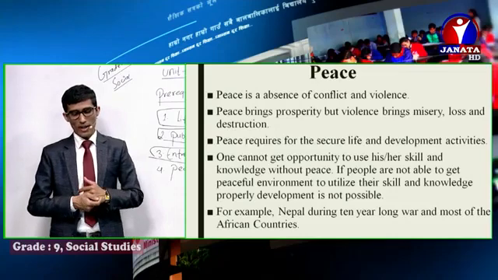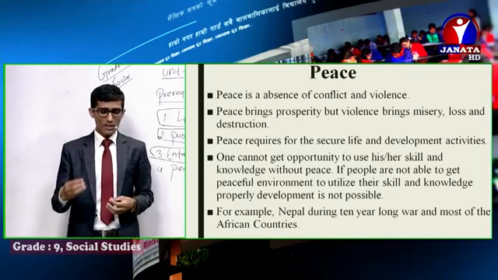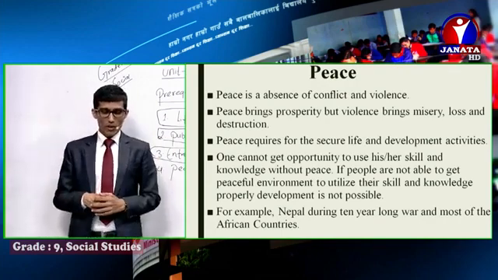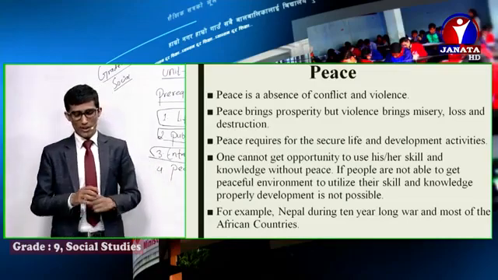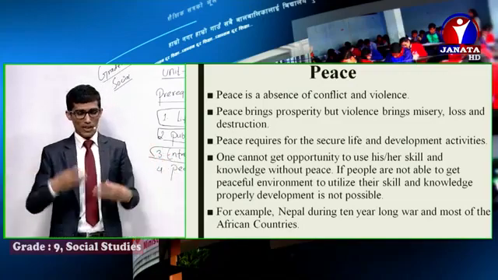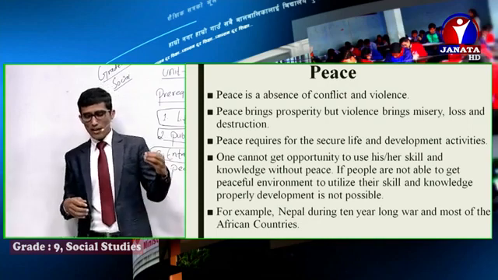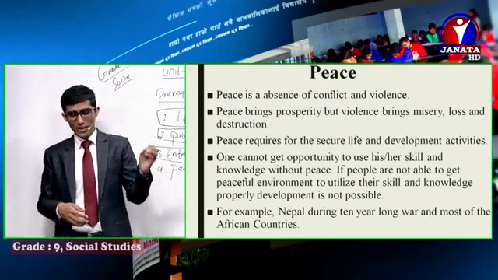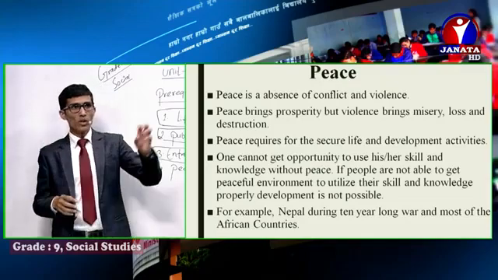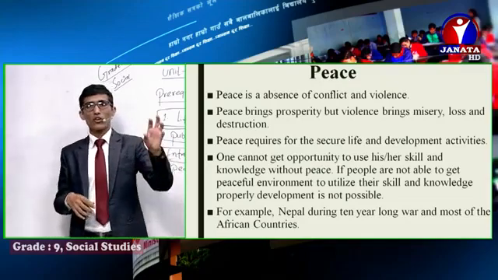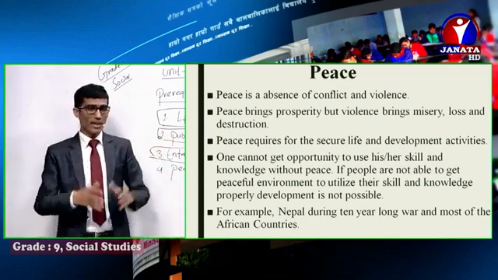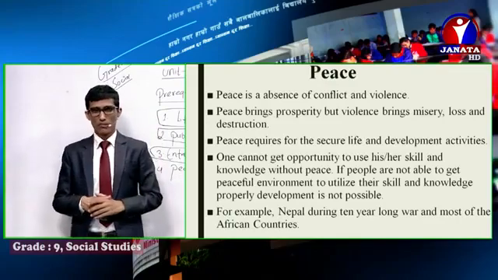Peace is required for a secure life and for development activities. One cannot get the opportunity to use his or her skill and knowledge without peace. If there is no peace, we cannot use our skill, we cannot use our knowledge, isn't it? If people are not able to get a peaceful environment to utilize their skill and knowledge properly, development is not possible. It is almost impossible for us.